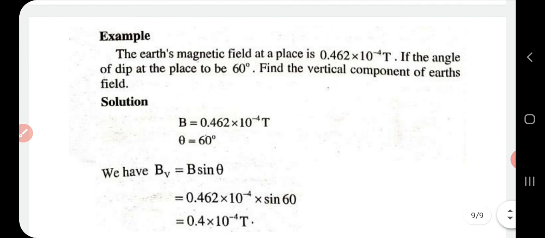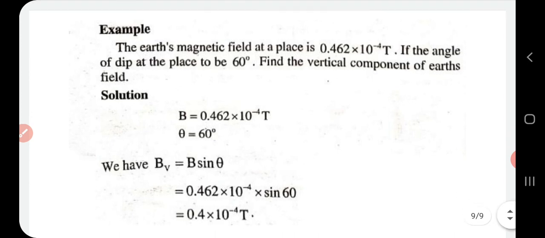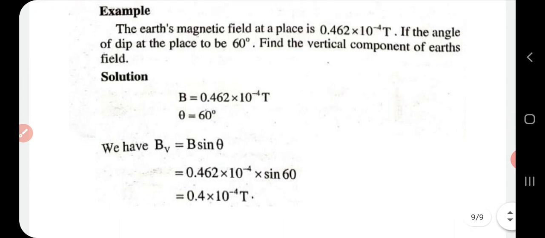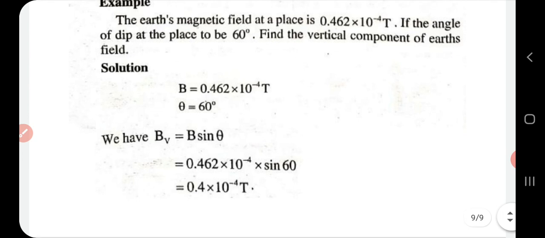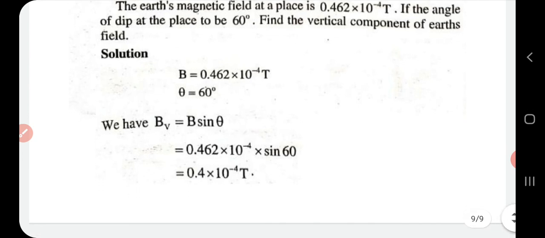Now the second example is that Earth's magnetic field at a place, B, is given and the angle of dip theta is given as 60. You are asked to find the vertical component BV. So you know the formula BV equals B sin theta. Substitute the values of B and theta and you will finally get the value of BV.